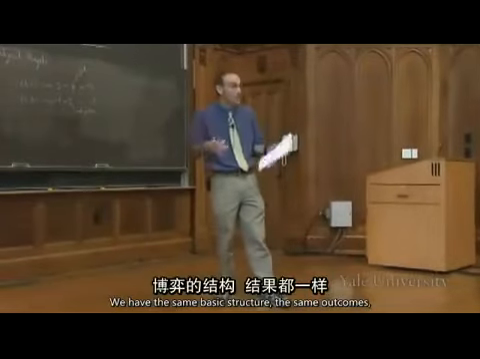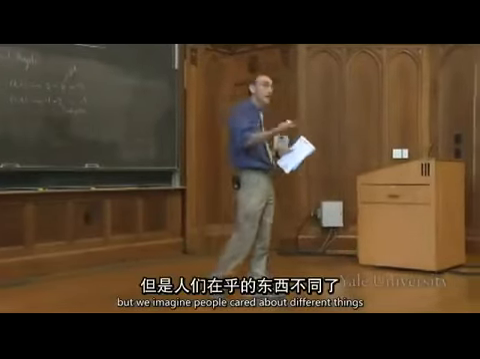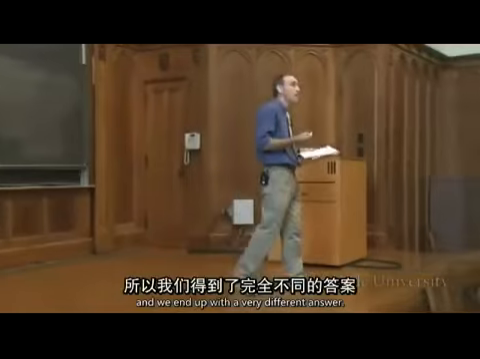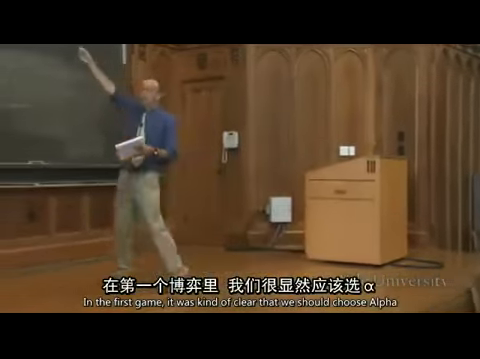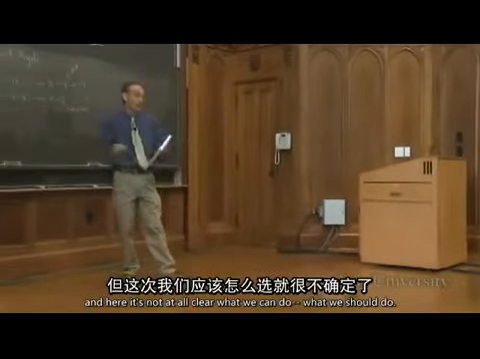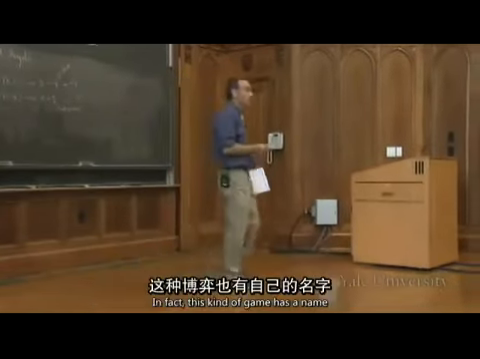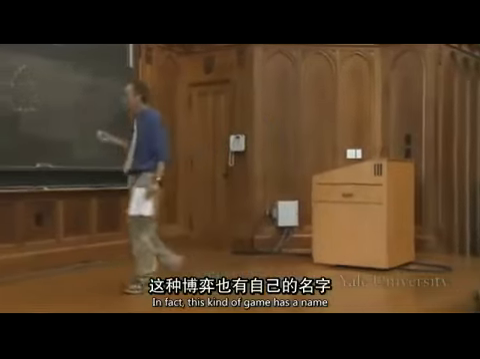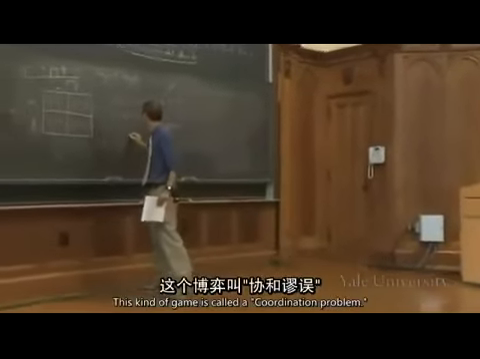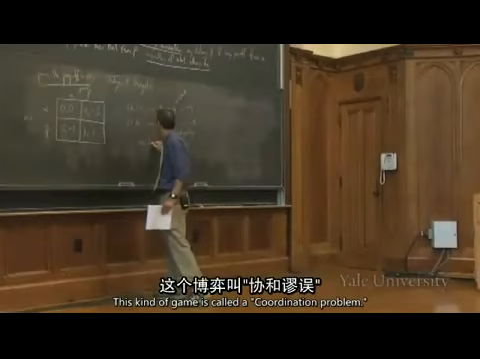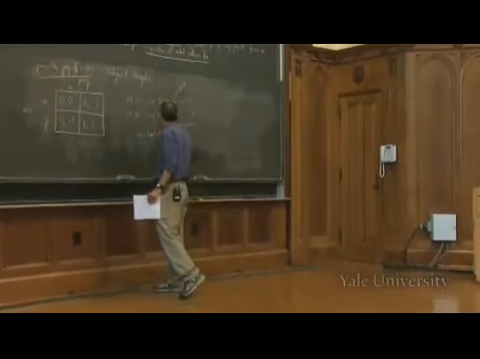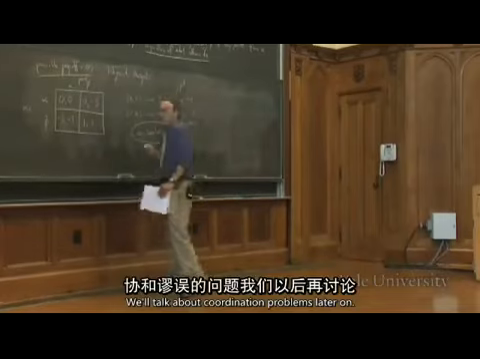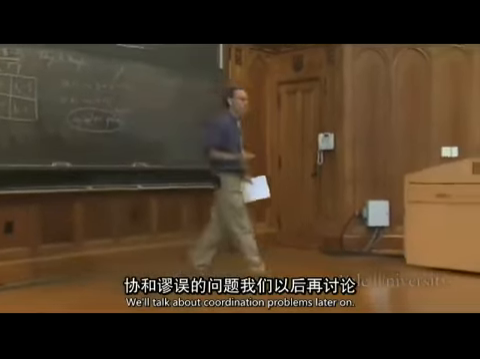All right? So here's a game where we just changed the payoffs. We had the same basic structure, the same outcomes, but we imagined people cared about different things, and we end up with a very different answer. In the first game, it was kind of clear that we should choose alpha, and here it's not at all clear what we should do. In fact, this kind of game has a name, and we'll revisit it later on in the semester. This kind of game is called a coordination problem. And we'll talk about coordination problems later on.